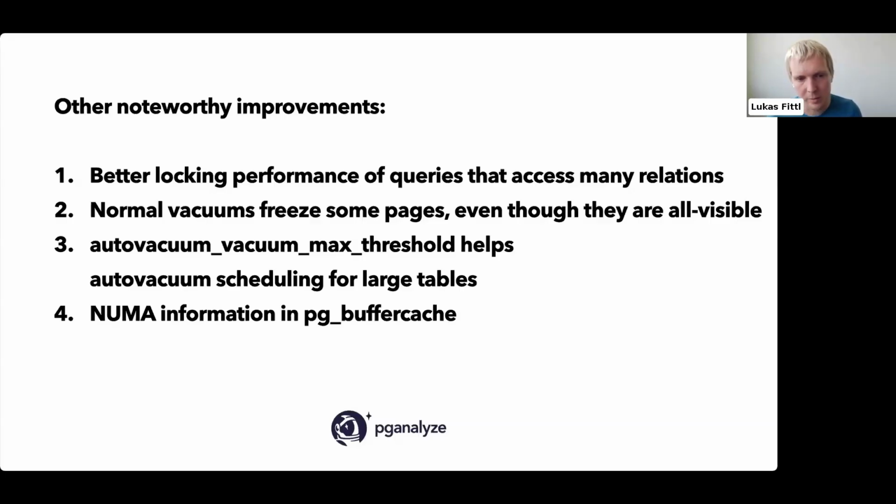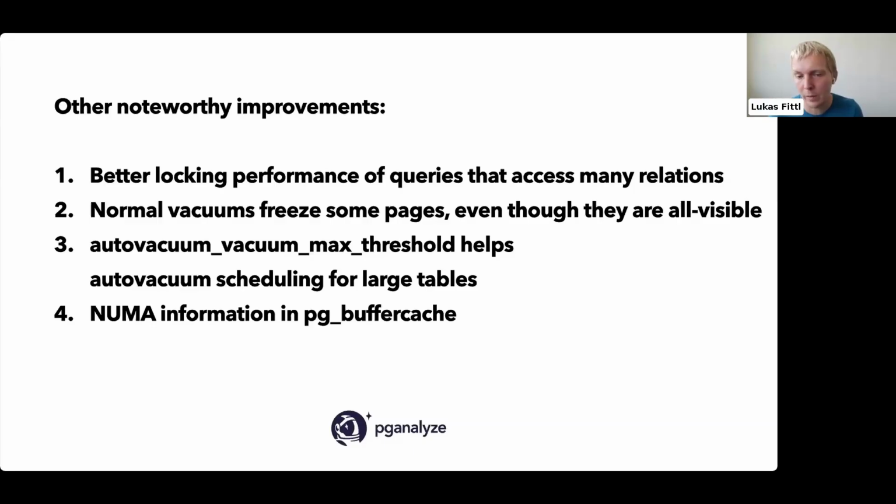Vacuum changes, two vacuum changes. So normal vacuums can now freeze pages even if they're all visible, right? Regular vacuum usually doesn't do anything with an all visible page, like we'll leave that to an anti-wraparound vacuum. But now with this change in Postgres 18, it's going to try to do a little bit of work ahead of time so that the IO load is spread out over multiple vacuum cycles instead of all happening in an anti-wraparound vacuum or an aggressive vacuum.